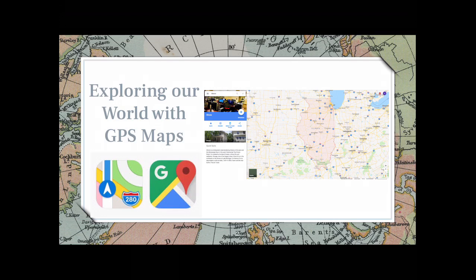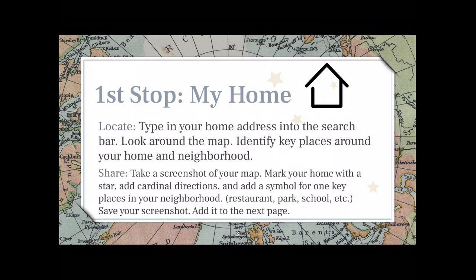We're going to be looking at our world, your world, through GPS maps, which I'm sure a lot of you are already familiar with and have looked at in the past. You can either use the Maps app or Google Maps, whatever is your preference in these activities. Okay, so where are we going? Our very first stop is your house. You're going to go to Maps and type your home address into the search bar.